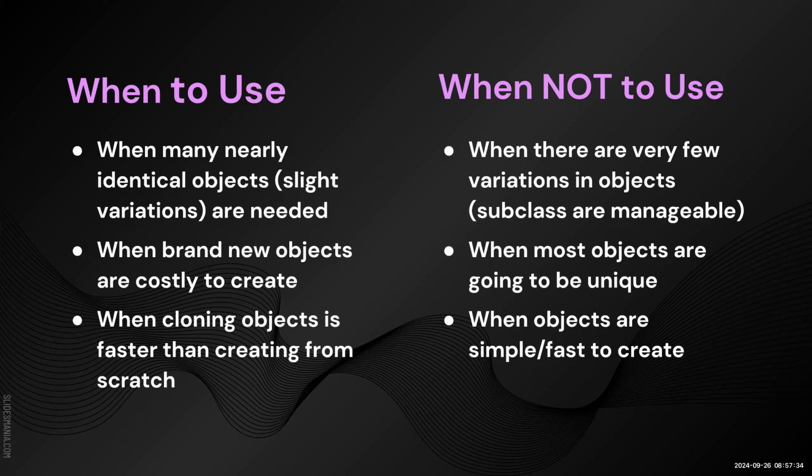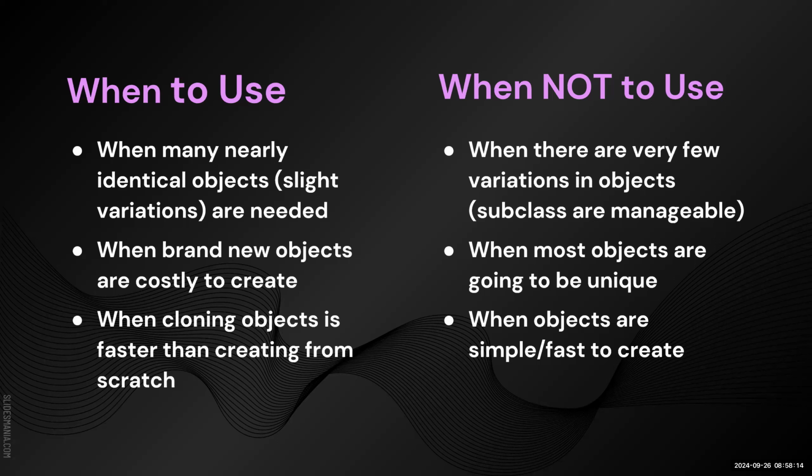When not to use. When there are very few variations in objects, a lot of times subclasses can be used instead, and that's a more manageable way to do it, especially since we won't be cloning and having numerous variations of objects. The second one is when most objects are going to be unique. If most objects are going to be unique, then there really is no reason to clone objects or have the ability to clone objects, because it's just going to be more steps and more complex to clone and then change everything rather than just creating them from scratch.